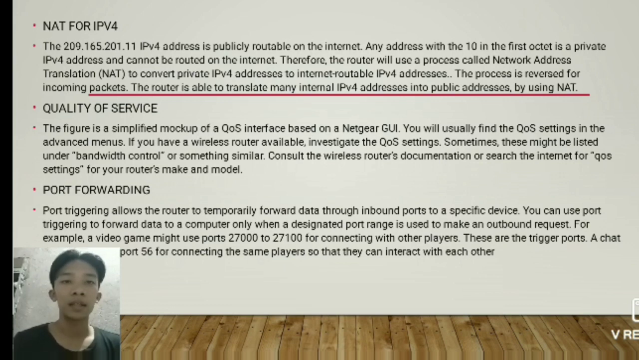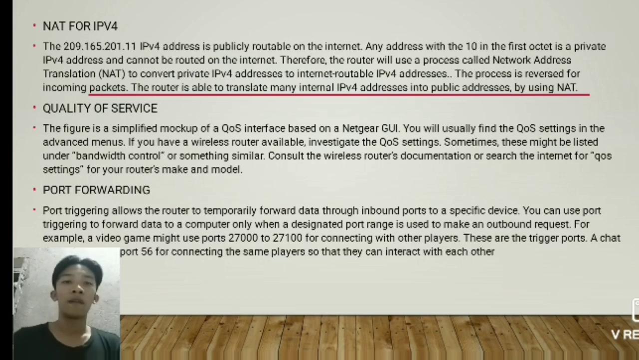Quality of service. The figure shows a simplified mock-up of a QoS interface based on the NetGuard GUI. You will usually find the QoS settings in the advanced menu. If your wireless router has it available, investigate the QoS settings. Sometimes this might be listed under bandwidth control or something similar. Consult the wireless router documentation, or search the internet for QoS settings for your router make and model.